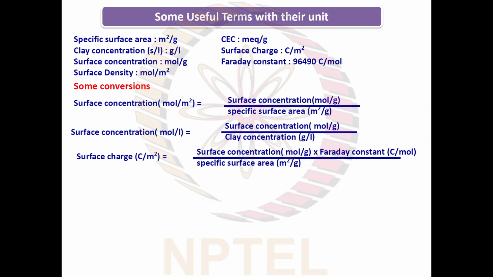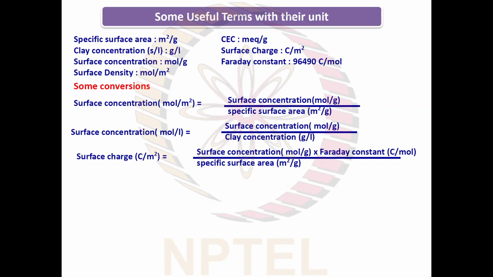So specific surface area is meter square per gram. Clay concentration is gram per liter. Surface concentration is mole per gram. Surface density is mole per meter square. Some conversions are: surface concentration over specific surface area, surface concentration over clay concentration, and surface concentration times Faraday constant over specific surface area.